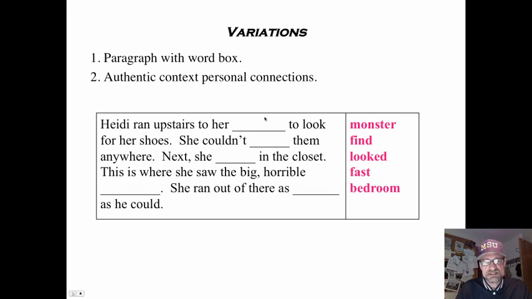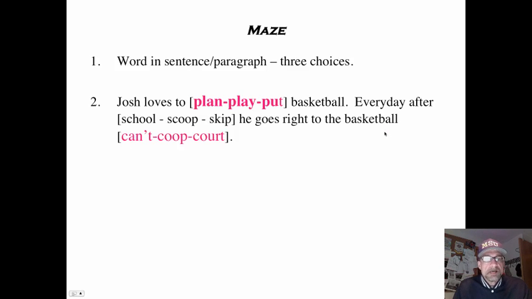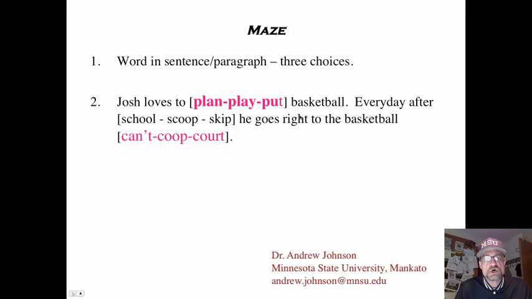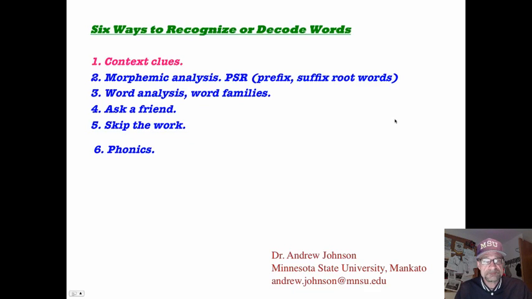And this is an activity it's also good to work in pairs. The conversation that goes on as 2 people look for clues to find the best word, the word that makes sense in the sentence, is helpful. A maze technically is a word in a sentence or paragraph, but they're given 3 choices. Josh loves to blank basketball. Which one of those makes the most sense there?